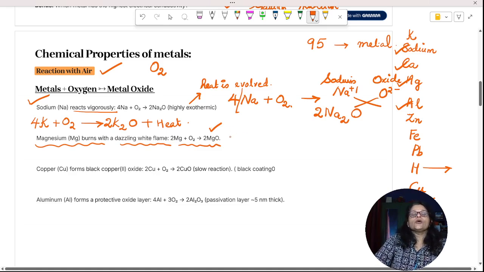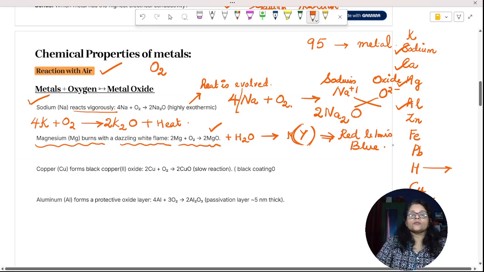Okay, now these things. So, when we were in smaller classes, we were asked to take this magnesium oxide and add it to water. And we will get another object. If you say X or Y, a new product is formed. When this magnesium oxide reacts with water, a new product is formed, and that product turned red litmus blue. Which substance turns red litmus blue? Yes, it is a base.